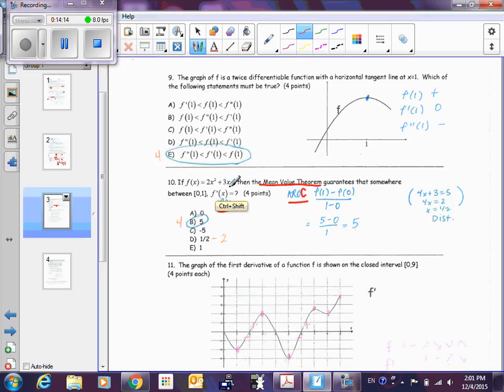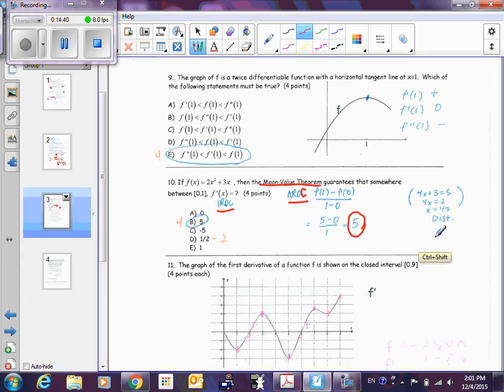So the average rate of change would be f of 1 minus f of 0 over 1 minus 0. You're plugging this into the original. Average rate of change, that uses the original. So f of 1 would be 5 once you plug a 1 in here and here. Plug in 0, you get 0. So the average rate of change is 5. Okay? The instantaneous rate of change is 4x plus 3.